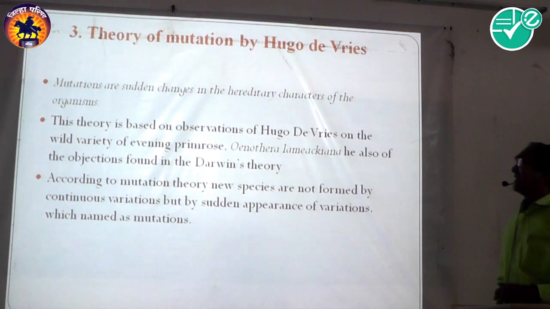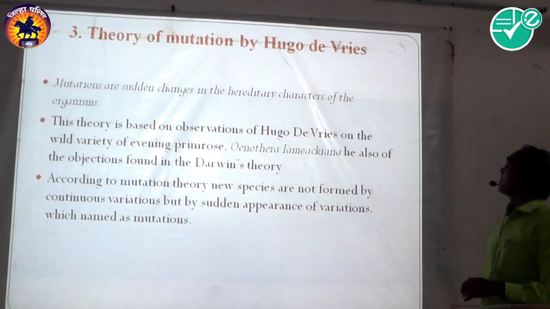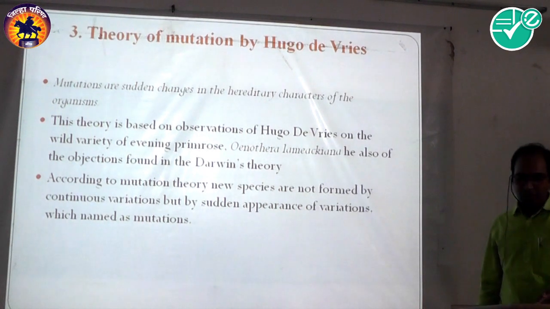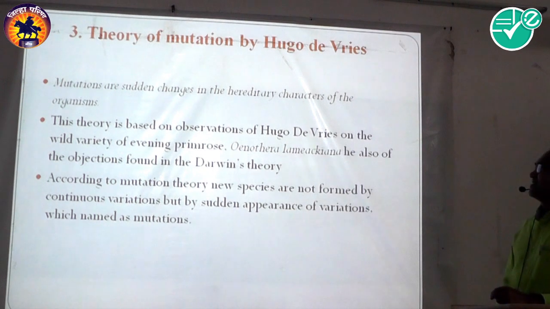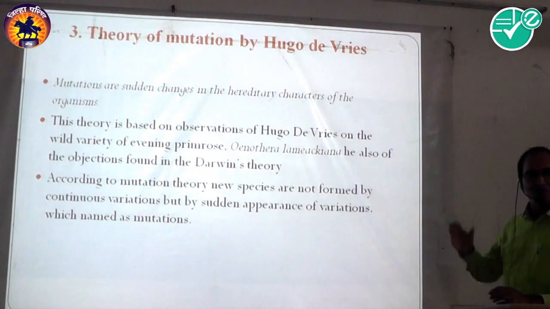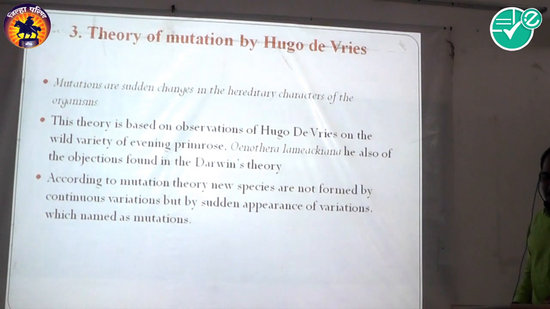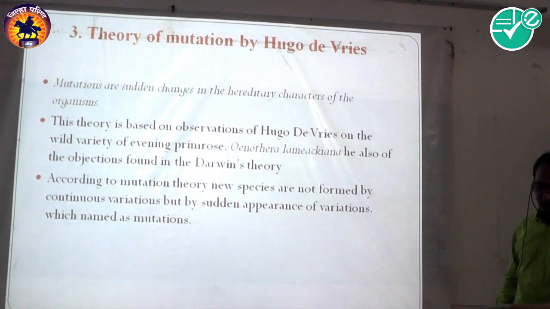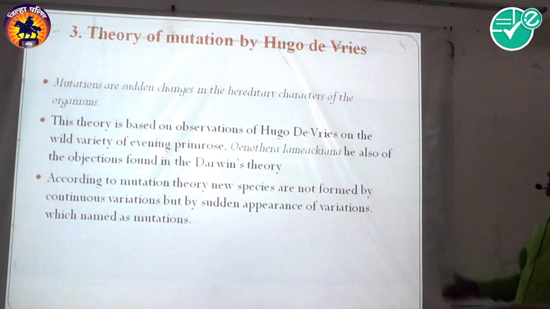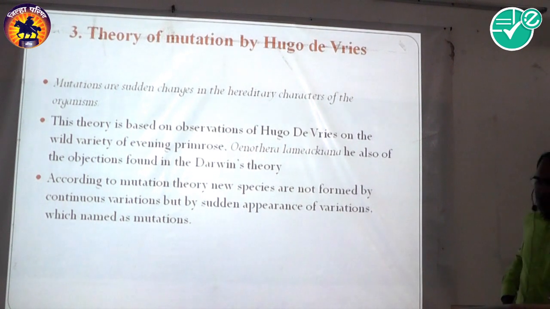Now, the next theory, the theory of mutation, which is proposed by Hugo de Vries. This is the third theory to explain the origin of the species. This theory is completely based on mutation, and it was mainly proposed by a French biologist, and his name is Hugo de Vries. Sorry, a Dutch botanist. Mutations are sudden changes in the hereditary character of organisms.